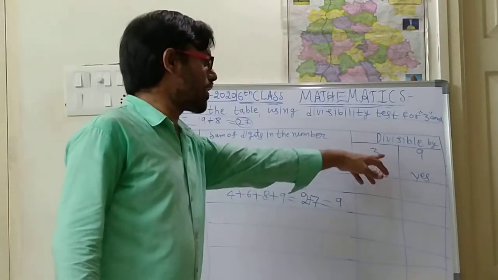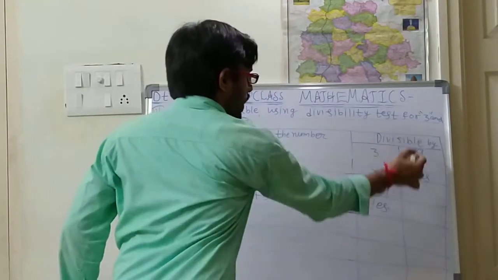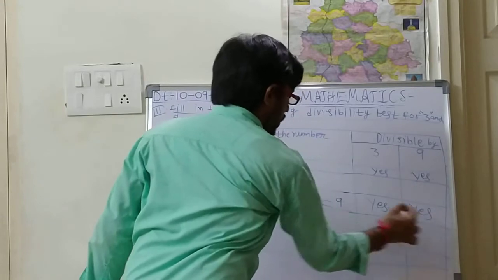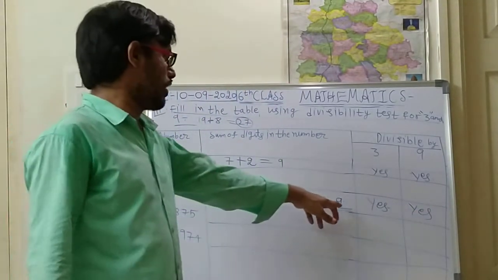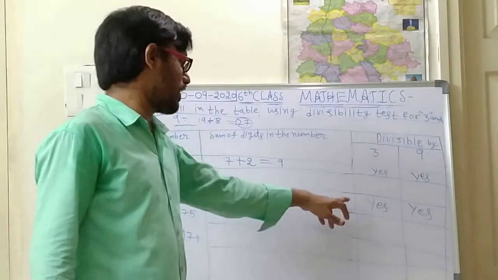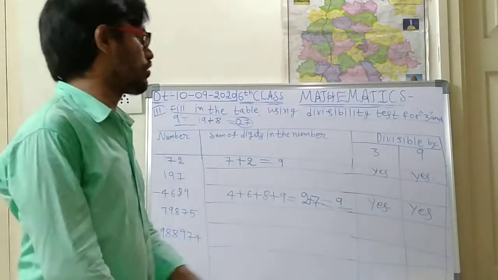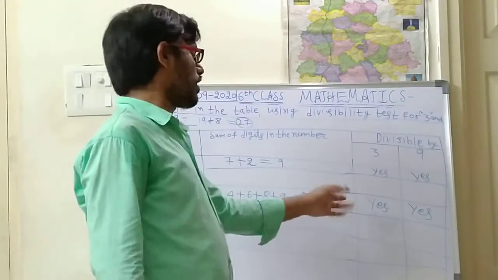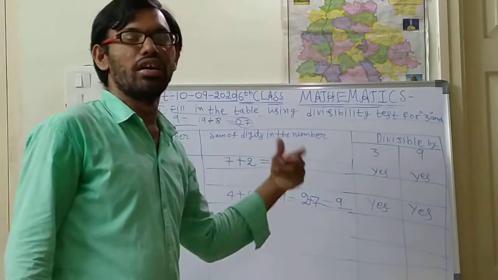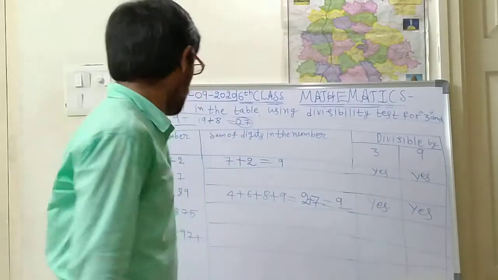Whether 9 is divisible by 3? Yes. You write yes. Divisible by 9? Yes, because the result is 9 only. Whatever the number you are taking, the total result should be 9. If you are getting the result as 9, then it will be divisible by 9, so in the 9 column you should write yes. Suppose you got any other answer like 8 or 7, then you should write no for these two things.